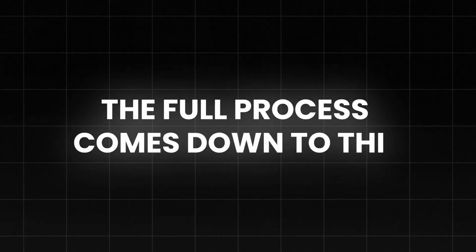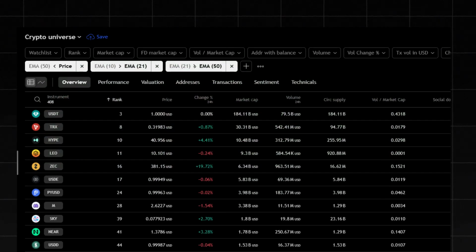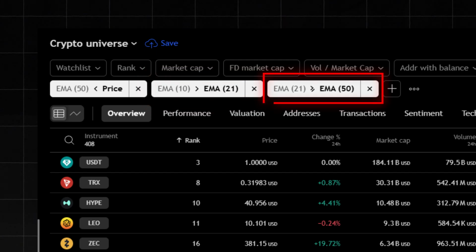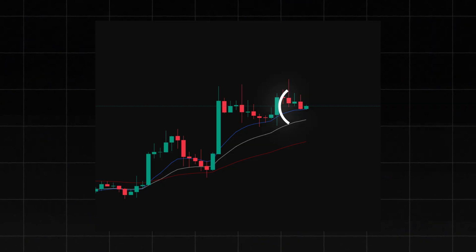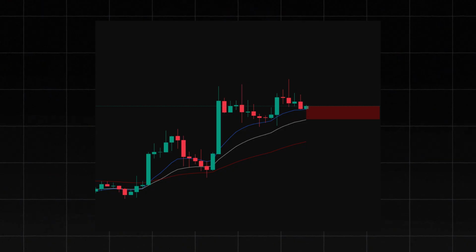The full process comes down to this. Filter your watch list by EMA structure: price above 50, 11 above 21, 21 above 51. From that filtered list, find the ones showing a pullback to a key EMA with a tight range forming. Enter the breakout of that range or the first strong close back above the EMA. Stop goes below the nearest EMA. Trail using the 11 and 21 and exit when a daily candle closes below the 21. 3 lines on a chart, and every step of the process is covered.